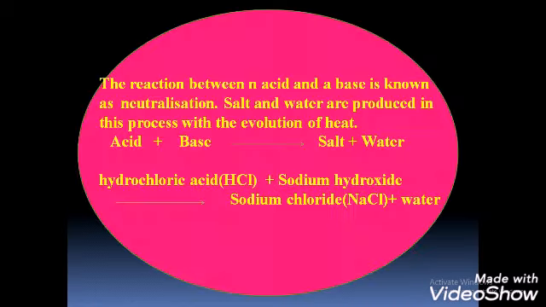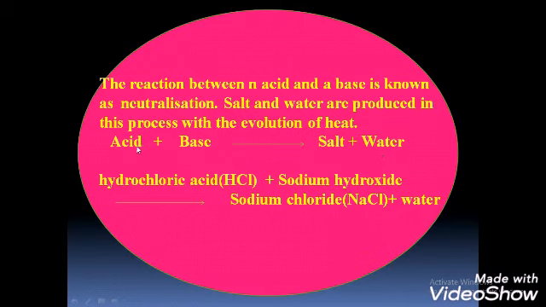So we can say that the reaction between an acid and a base is known as neutralization. Salt and water are produced in this process with the evolution of heat. So we can write an equation or a reaction: acid plus base gives, this arrow mark gives, salt plus water.